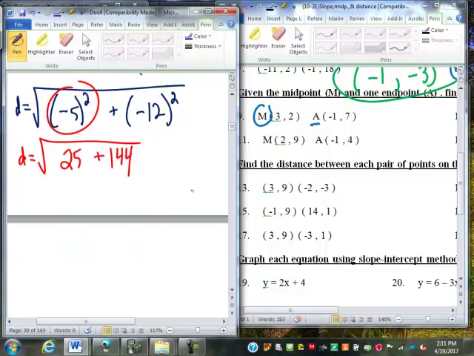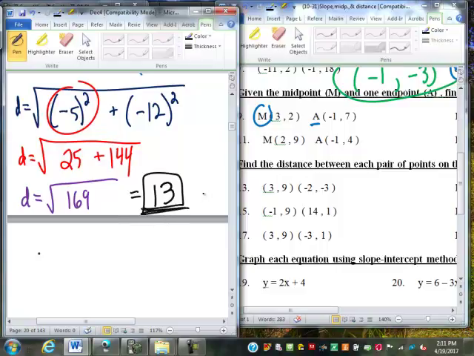And now we have to add those. 25 plus 144? 169. Is 169. And finally we square root. Square root of 169 is 13, perfect. So the distance between those 2 points is 13 units.